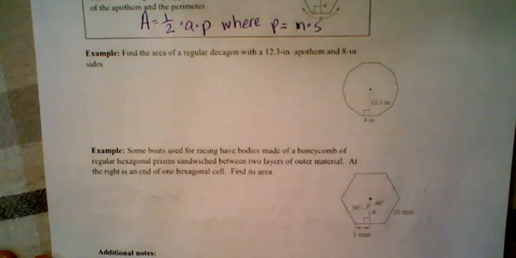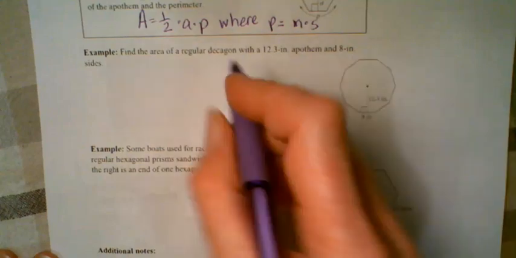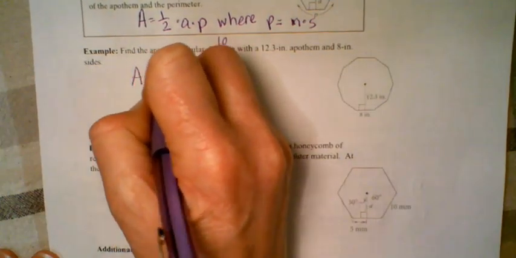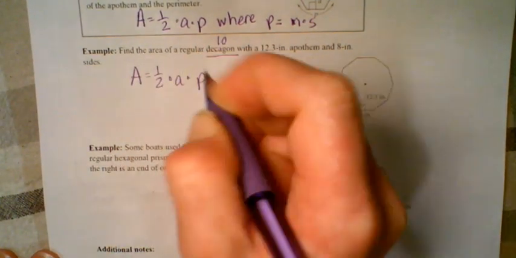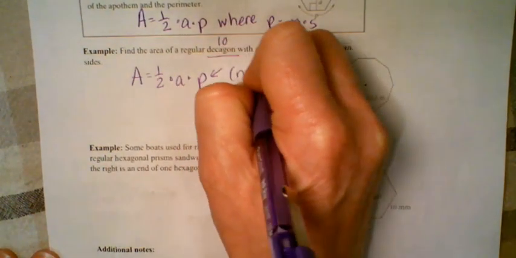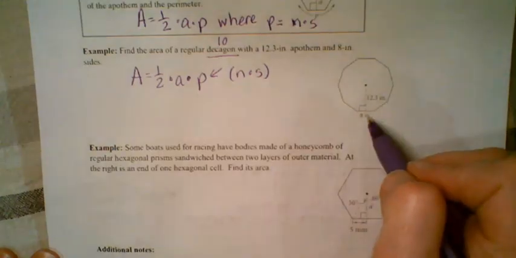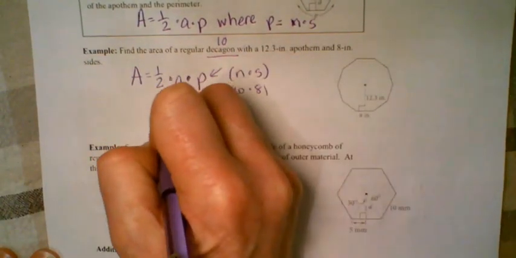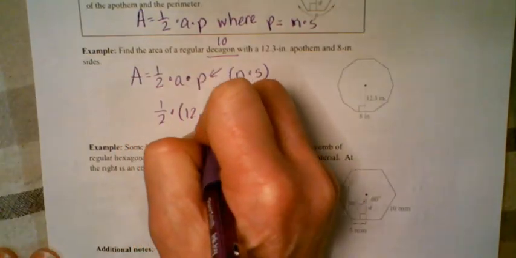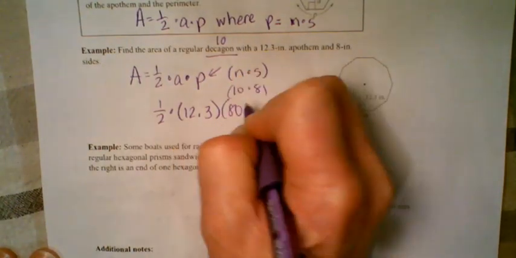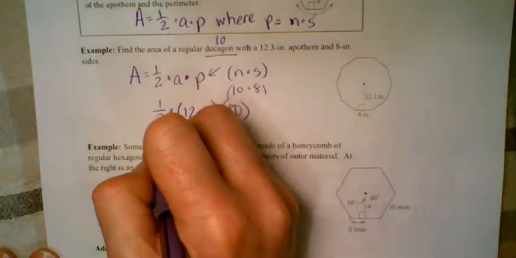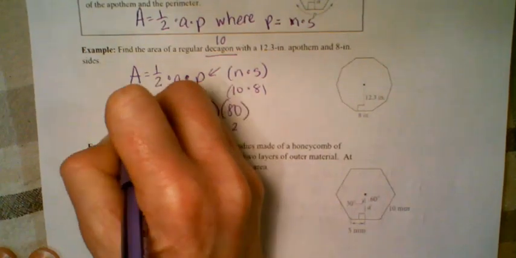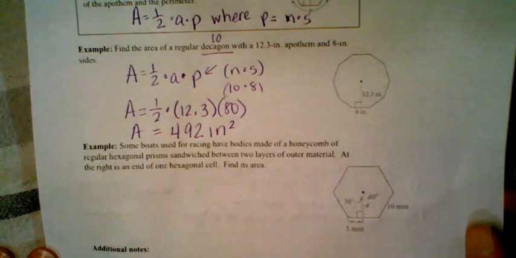All right. So we have a decagon, that's 10 sides. Okay, so let's plug in our formula. 1/2 times apothem times perimeter, where perimeter is N times S. All right, so I have a decagon, so that's 10 times the length of each side, which is 8. Okay, so I have 1/2, the apothem is 12.3, and my perimeter is 80. Plug that into a calculator. You get area is 492 inches squared. And that is your area, 492 inches squared.